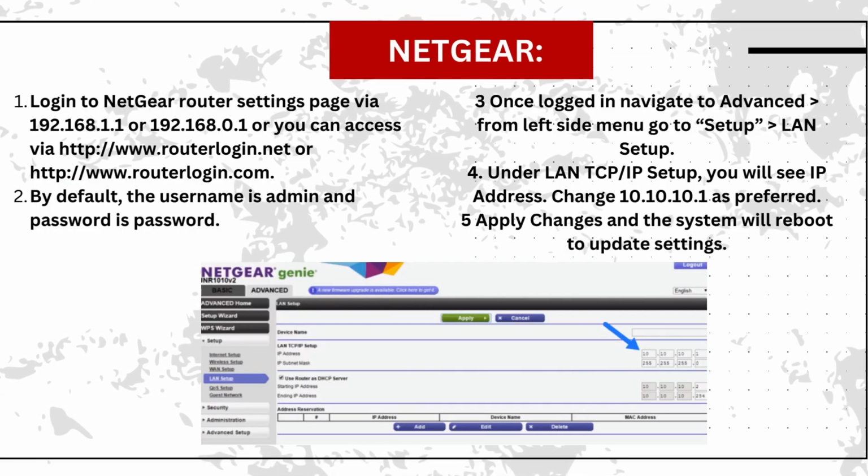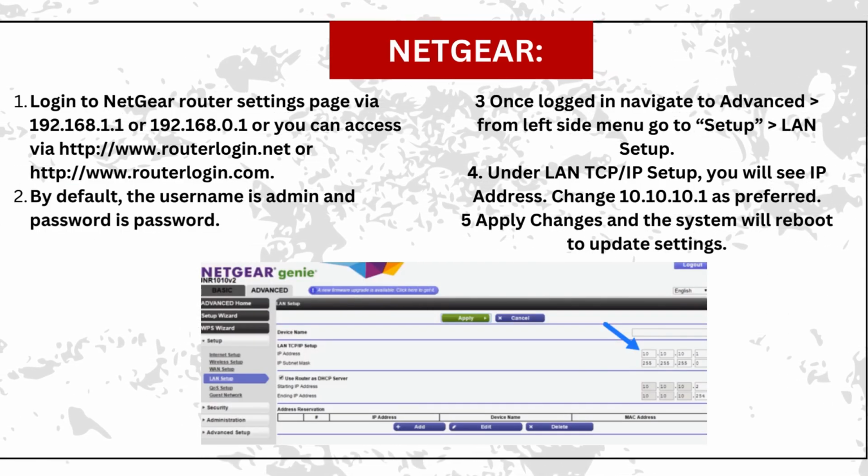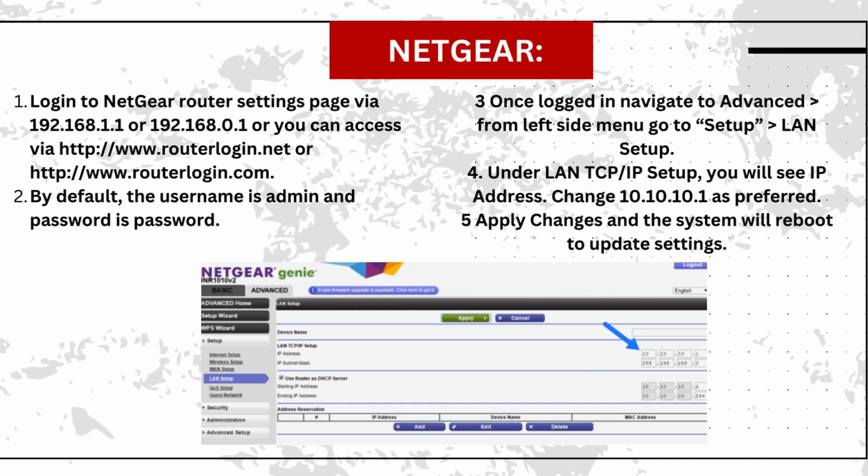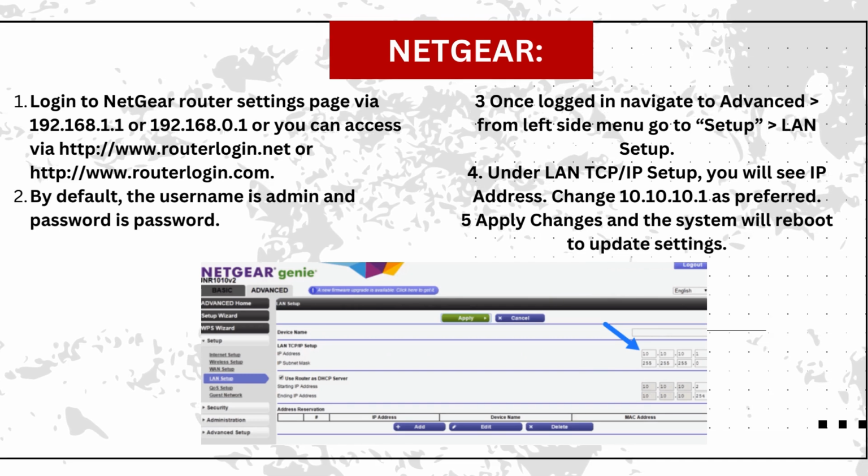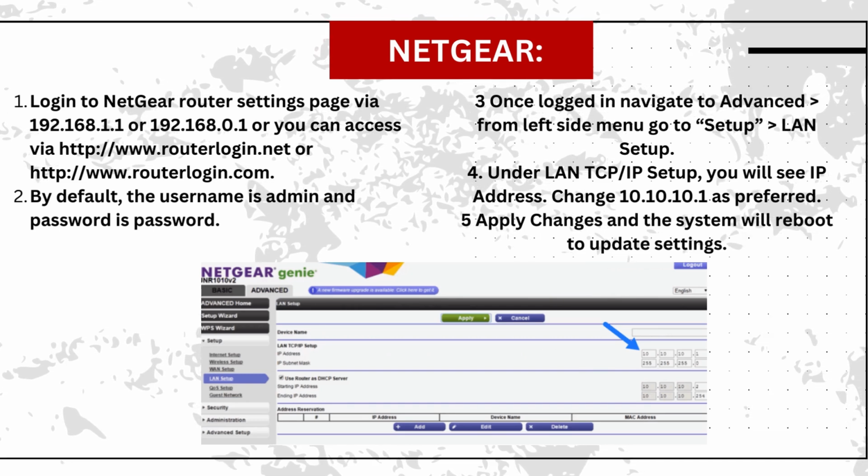Step 1. Log into the Netgear router settings page via 192.168.1.1 or 192.168.0.1, or you can access it via http://www.routerlogin.net or http://www.routerlogin.com. Step 2. By default, the username is admin and the password is password.